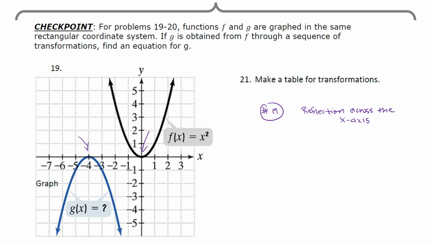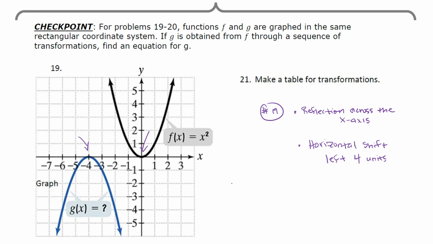Now my horizontal shift is going to be to the left 4 units. Okay. Now, I don't see any other changes that occur in my graph, so I believe that I have all of the transformations. Okay, so now I need to write the equation of g of x, because that's what problem 19 is asking us to do.